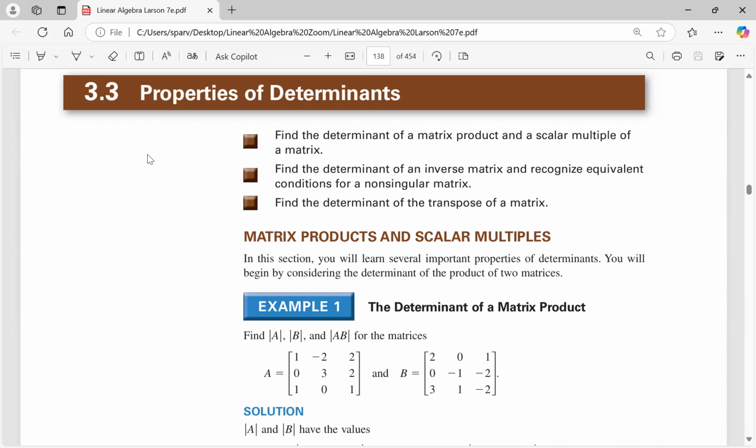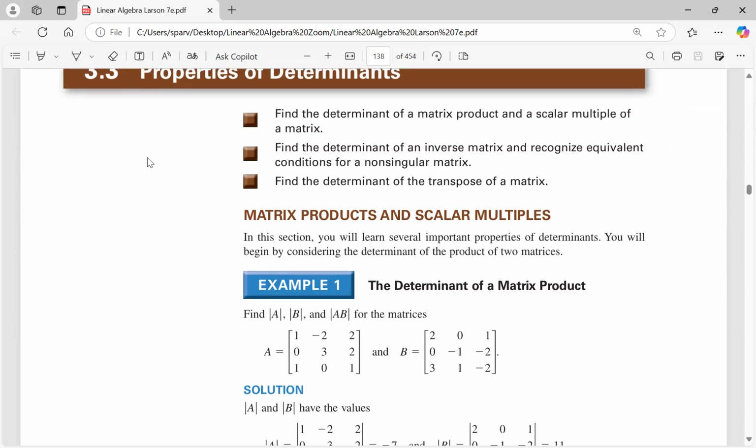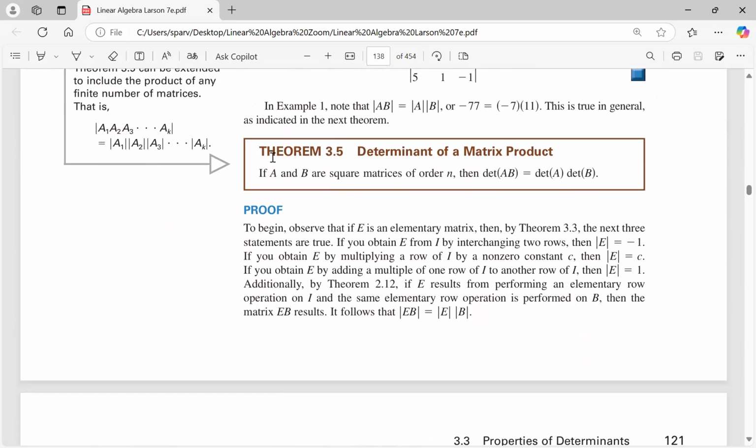Section 3.3, we're going to look at some of the properties of determinants now. Not the effect of elementary row operations on determinants, but how about some of the properties of determinants amongst themselves? So let's go with theorem 5. For instance, what is the determinant of a product?